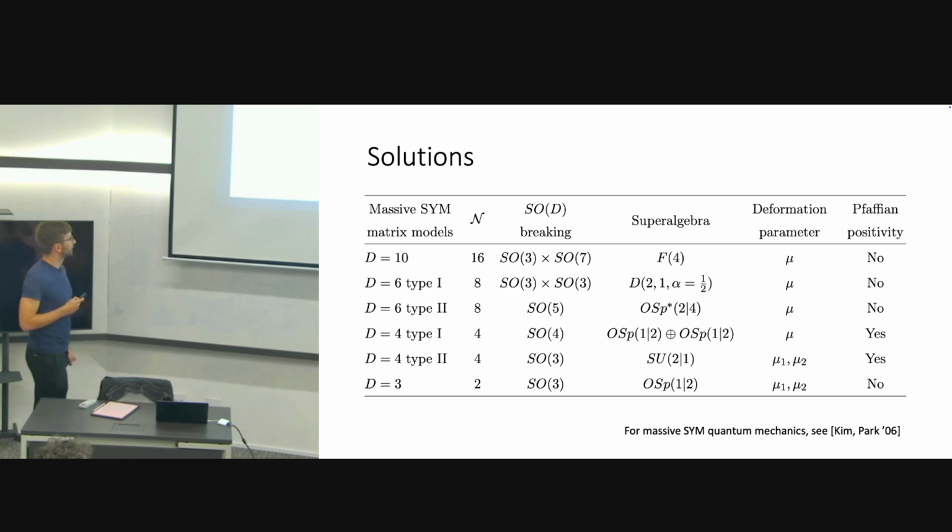Now, when you do the story in 6 dimensions, you find that there are 2 types of models. The type 1 model, I call, breaks SO6 down to SO3 cross SO3. There is a single mass parameter, and the Pfaffian is not positive.